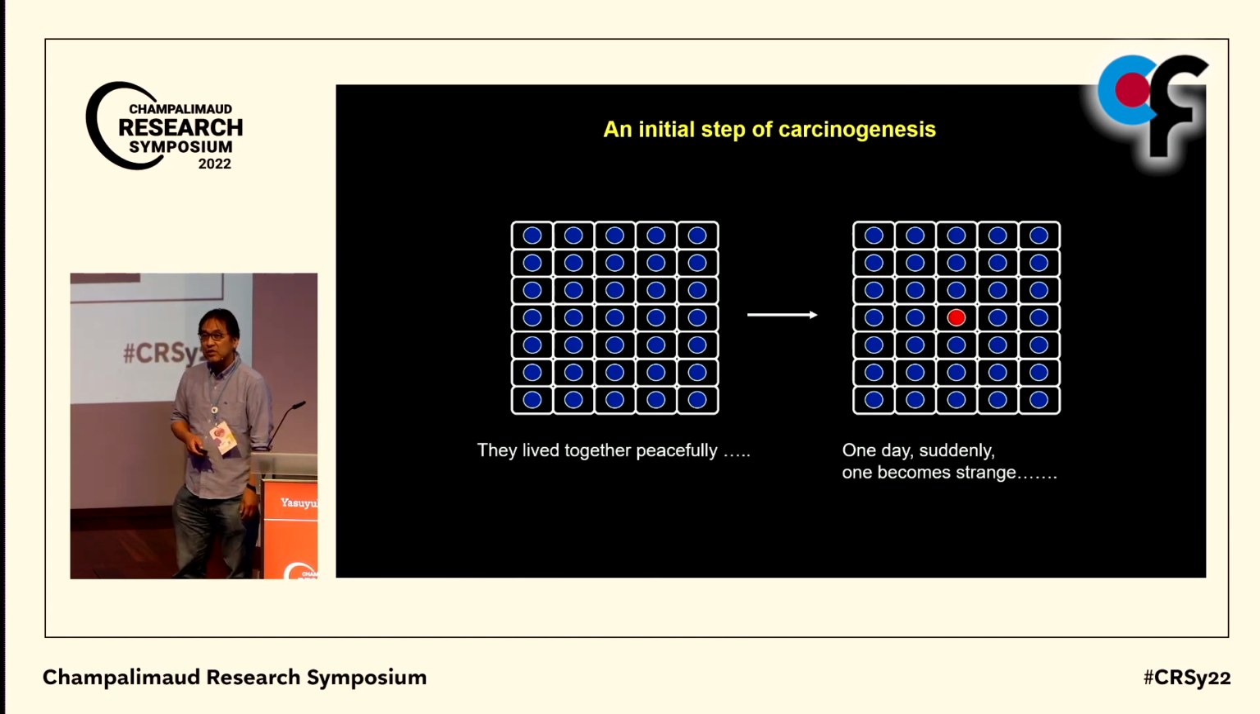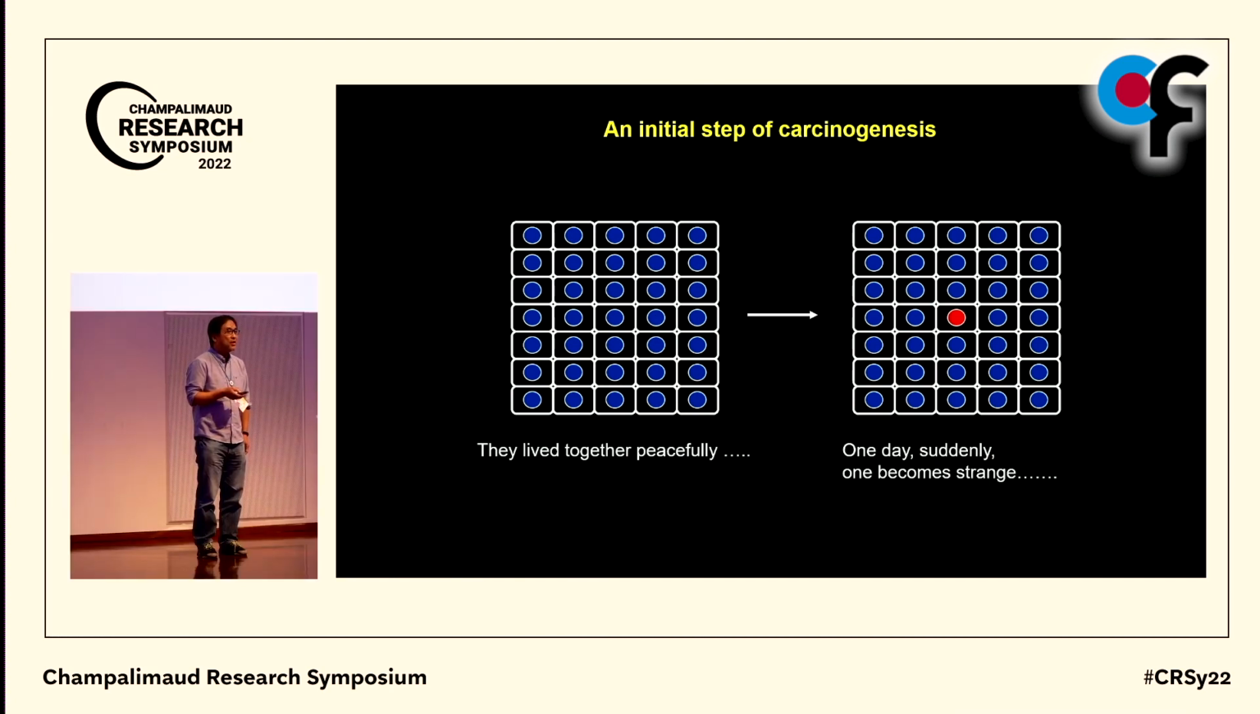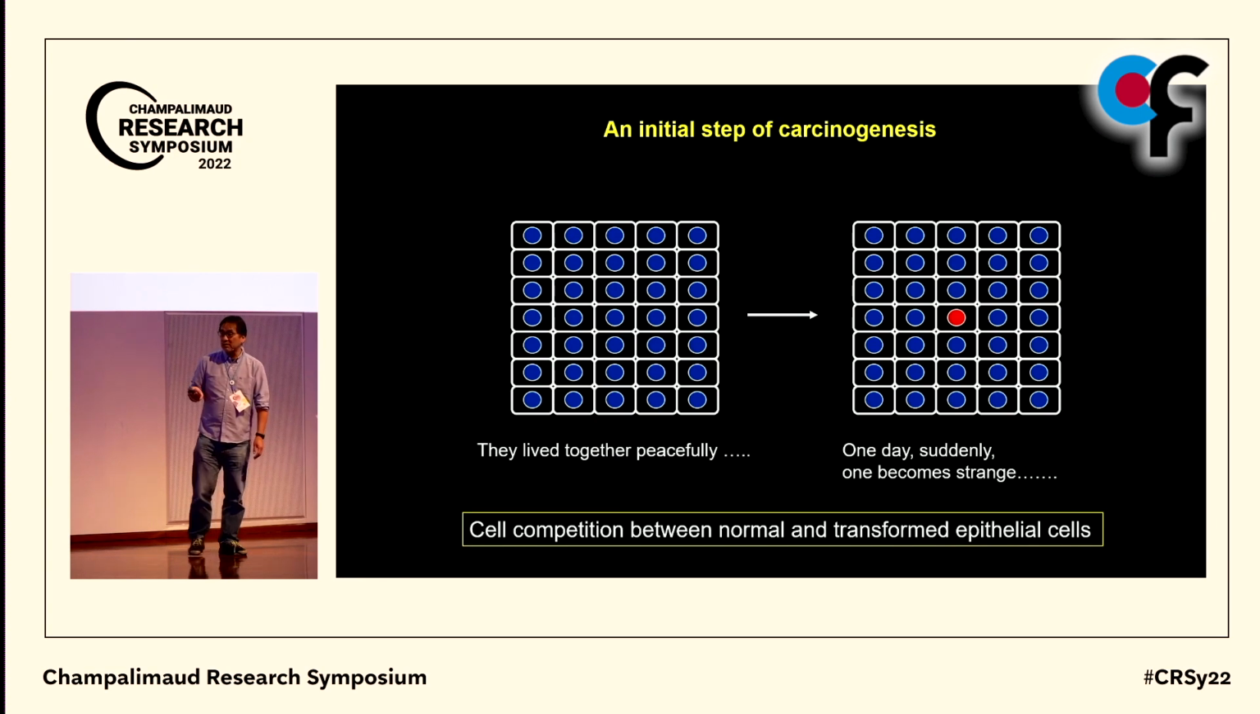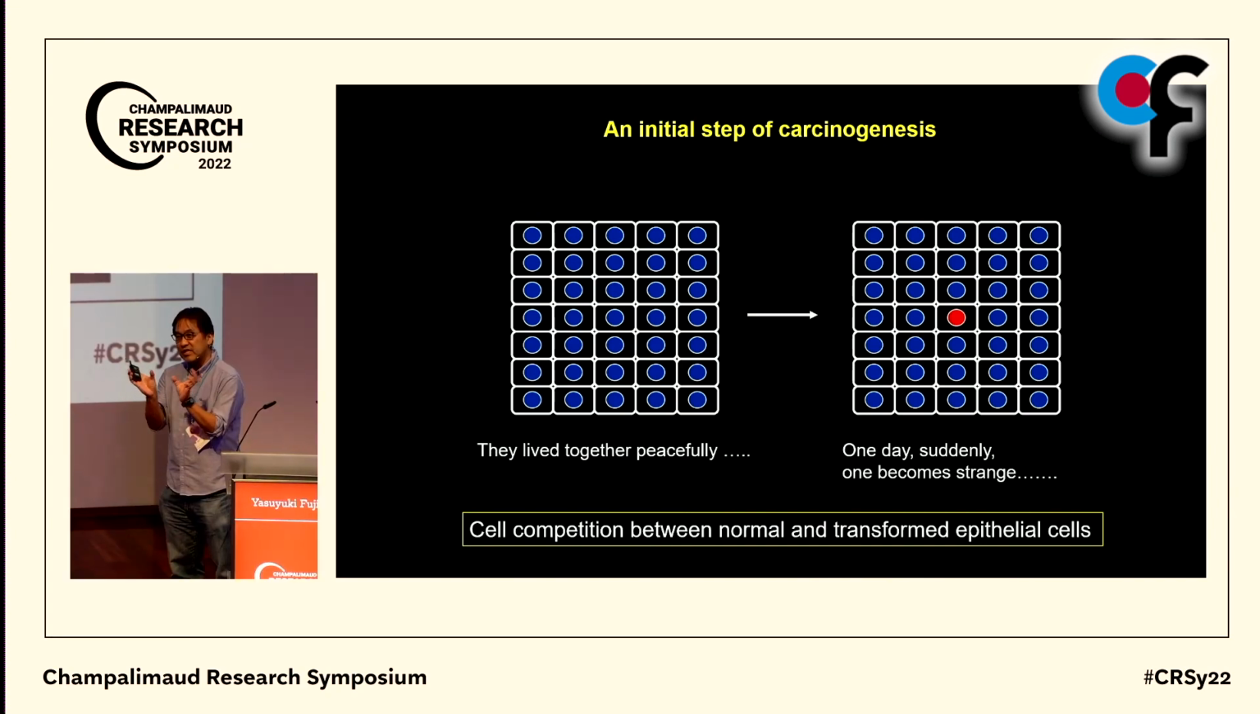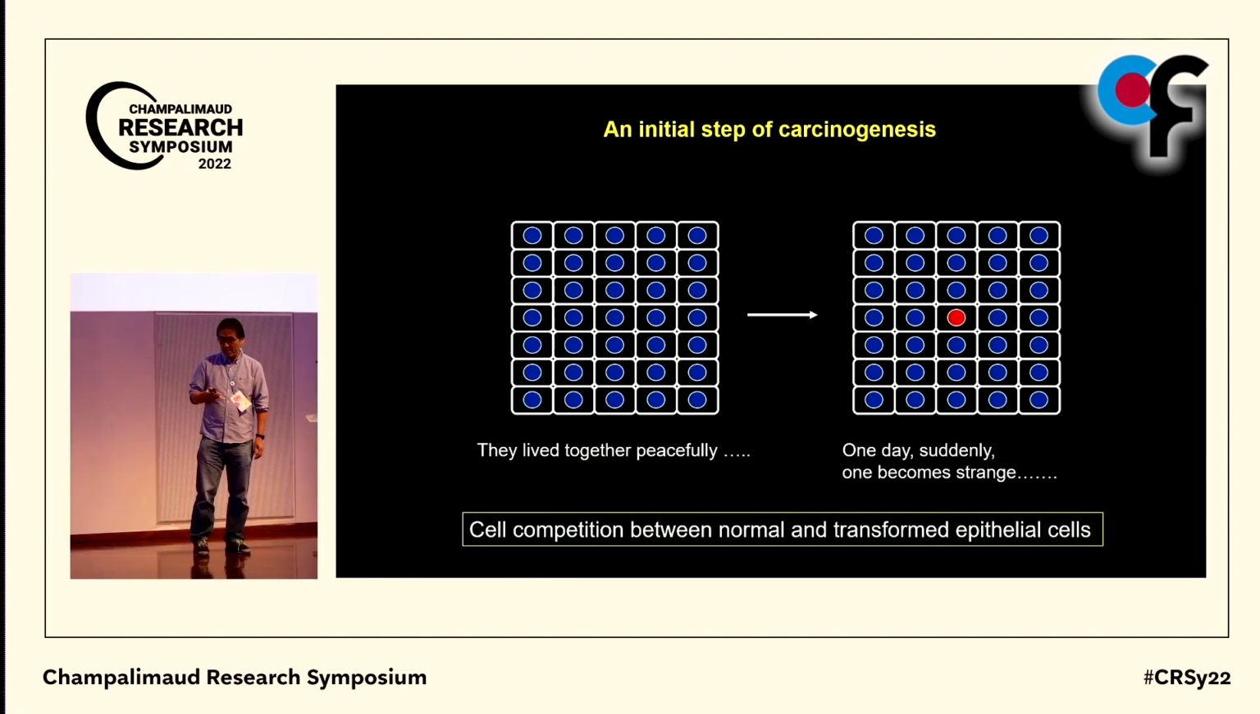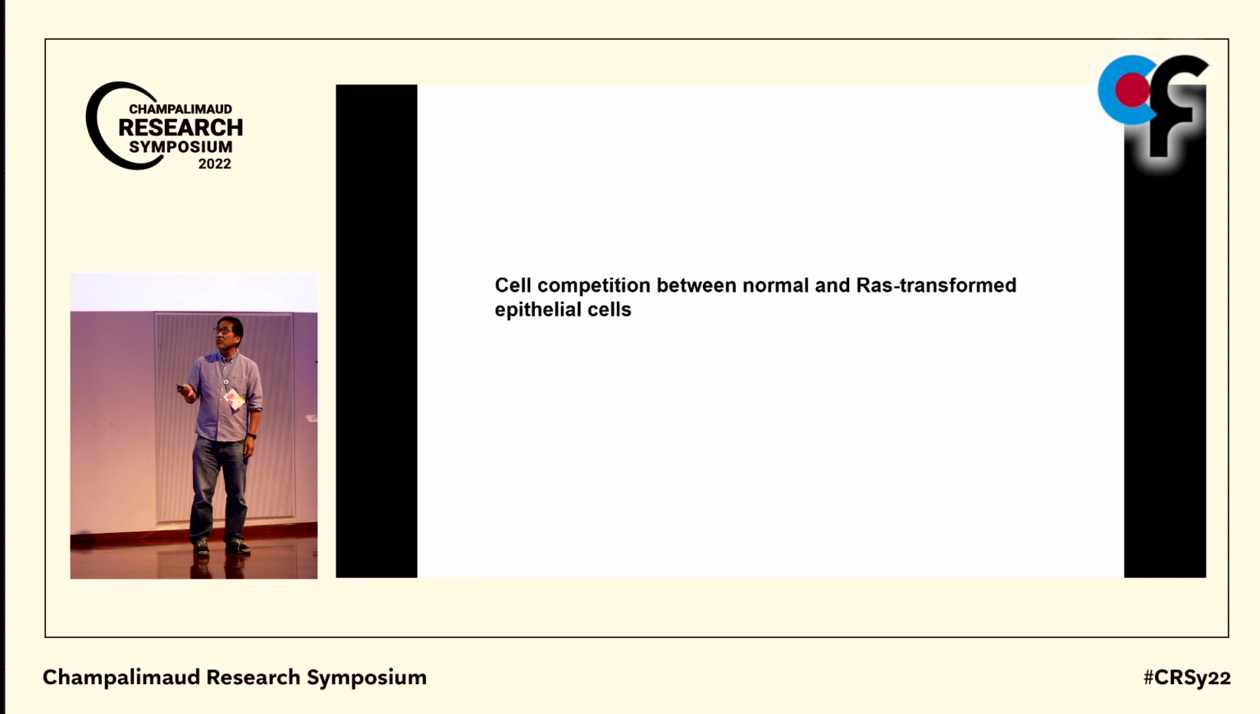So in my laboratory, by using mammalian cell culture systems and also zebrafish and mouse in vivo model systems, we are examining the interaction between normal and various types of transformed cells. Because of the work of us and others, we found that cell competition occurs between normal and transformed epithelial cells in mammals. And cell competition is a process by which two cells with different properties compete with each other for survival. So let me show you one example, cell competition between normal and RAS-transformed epithelial cells.